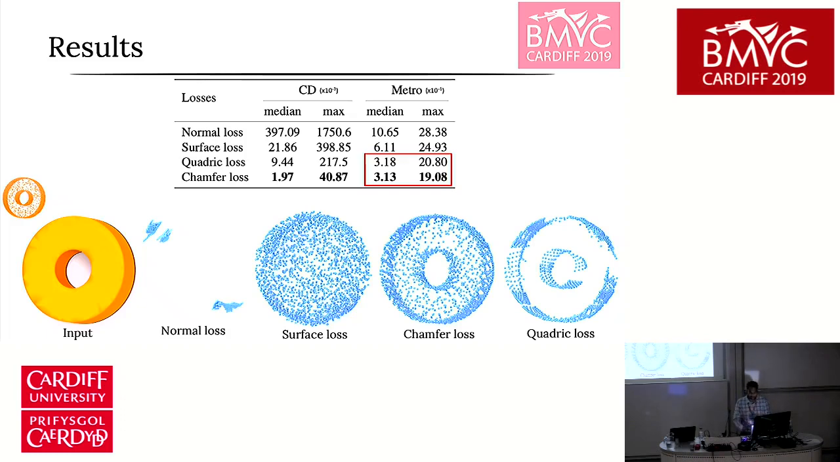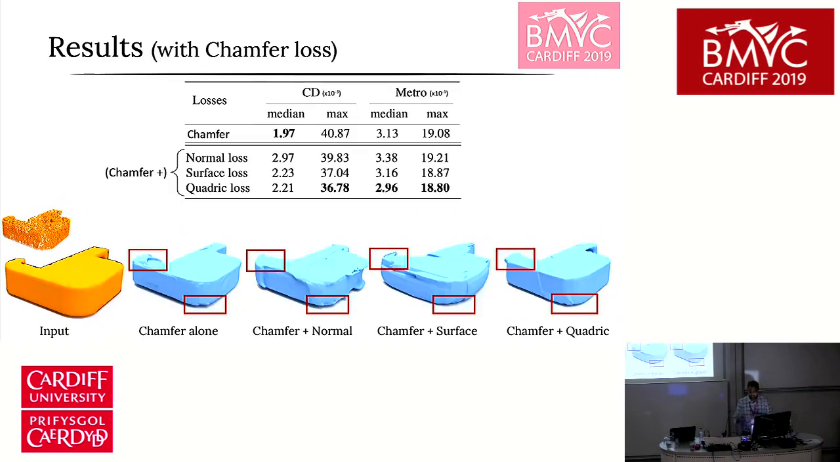and quadric are similar. Next, we add chamfers loss to the surface-based loss functions and see the reconstruction quality. We saw most improvement when chamfers is added to quadric, suggesting this is because while quadric preserves sharp features, chamfers focuses on the point distribution. Now, although quantitatively the improvement is small, qualitatively the difference is quite perceivable.